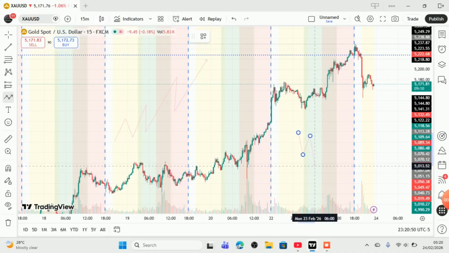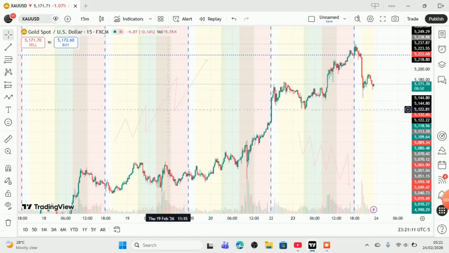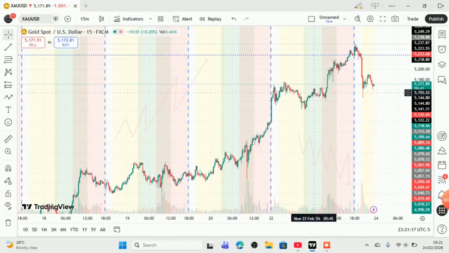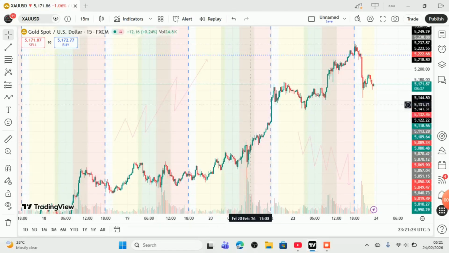up, down, up, down, up, down, up, then down. As you can see, this trend and this trend, this one is going upward while this one is going downward. In this market structure, all you are going to be looking out for is to understand the structure that the market is forming.